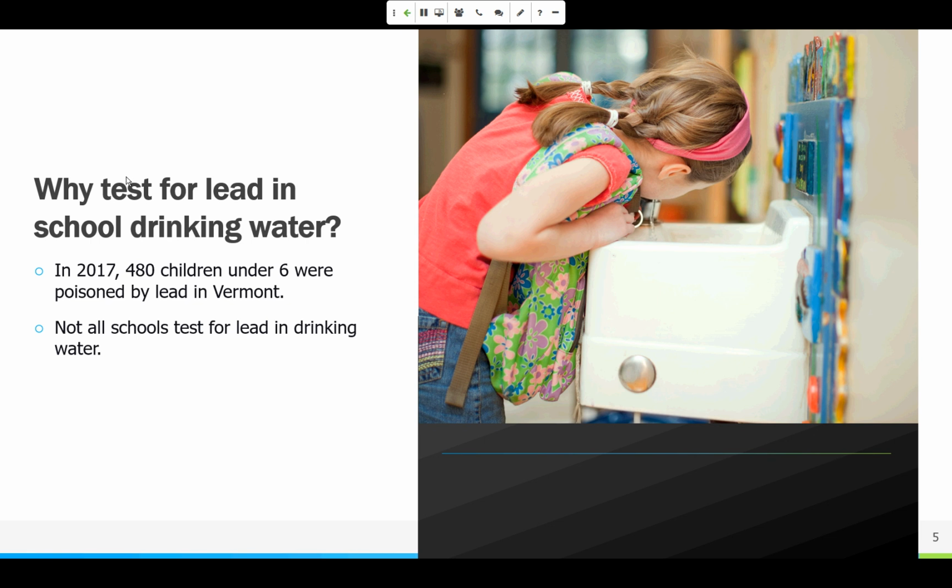Working on this collaborative project, the Vermont Department of Health, the Agency of Natural Resources, and the Agency of Education set out to build the state's capacity to support schools that test their drinking water for lead, and to gain insight into how prevalent elevated lead levels may be in drinking water in Vermont schools.